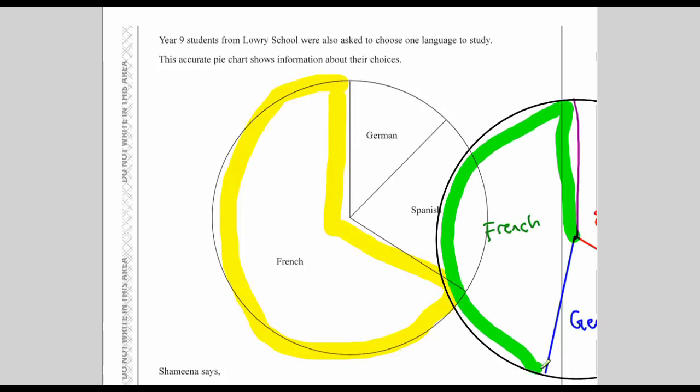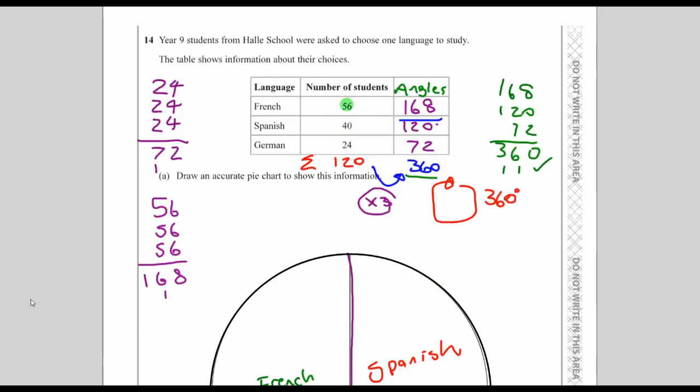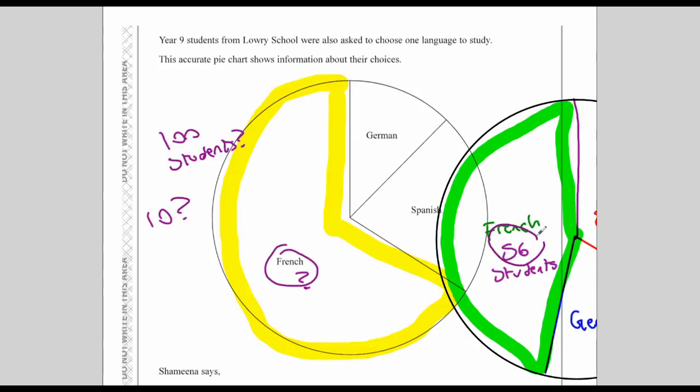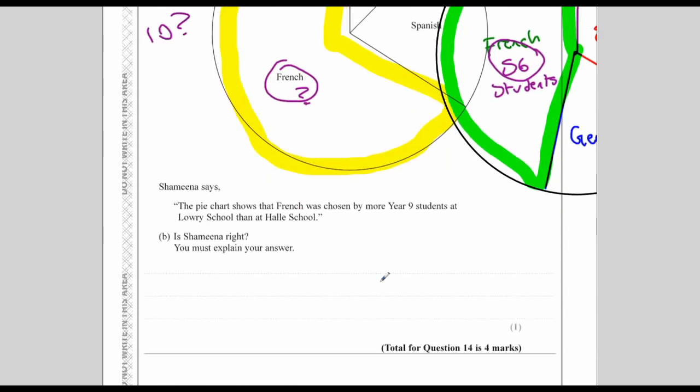But what do we not know? Well, the previous one, French, this meant 56 students. Okay, so think very carefully. Do we know how many students did French here? What if there were only 100 students in the school for Lowry? Well, what if there were only 10 Year 9 students in the school? Then this can't be more than 56. So she is not correct.